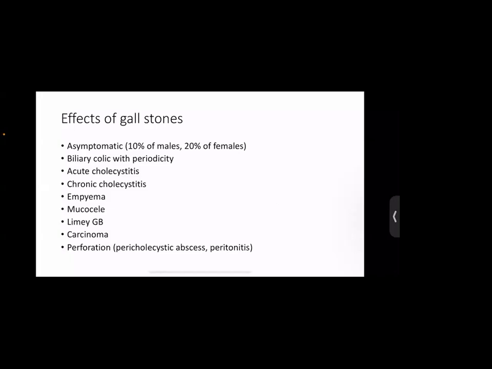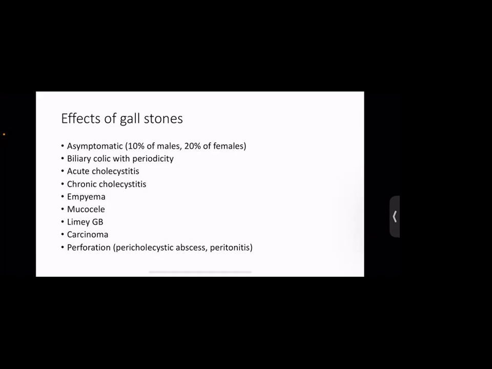The effects of gallstones. Gallstones, like I said earlier, are mostly asymptomatic, but they can occur in 10% of males and 20% of females. It can cause biliary colic with periodicity when there is an obstruction and subsequent resolution. There's acute cholecystitis, chronic cholecystitis, empyema of the gallbladder, which is pus formation within the gallbladder. We have mucocele of the gallbladder, which occurs when there is stasis but without infection, which causes glandular secretions into the gallbladder and formation of mucus within the gallbladder.